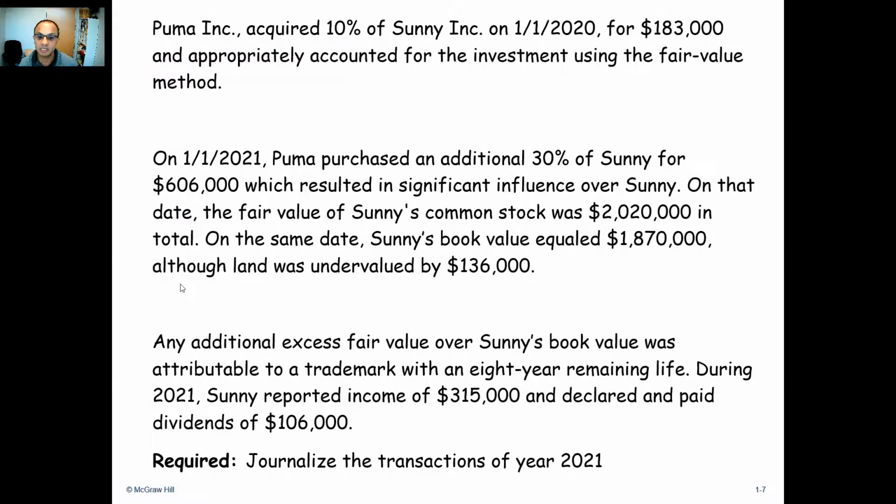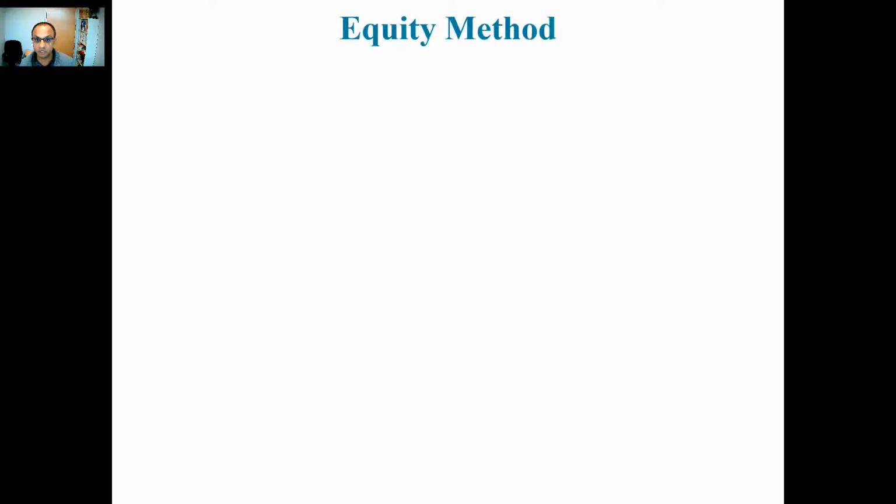If you remember in the scenario here, the common stock fair value became $2,020,000. The book value is $1,870,000. And the land was undervalued by 136. And we said any difference between the market value of the company and the book value should be recorded in the trademark. So we need to know how to calculate the amount and how to record it. And this is what I'm going to show you here.